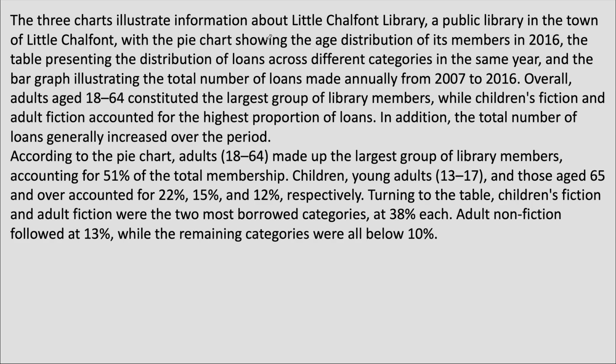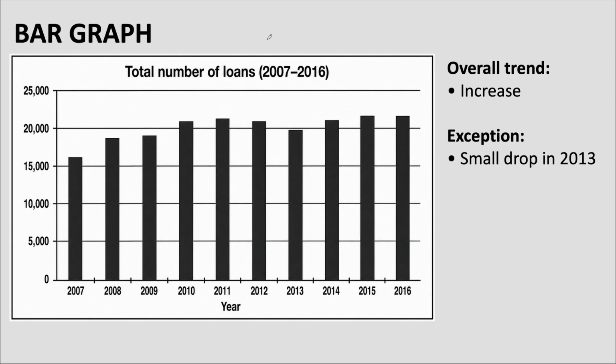At this point, we have completed the introduction and the first body paragraph. This is what our answer looks like so far. Notice how we have followed the plan we made at the beginning. We have first introduced the charts, then written the overview. Now we have added the details from the pie chart and the table. All that's left now is the bar graph, which we'll write in the final body paragraph.